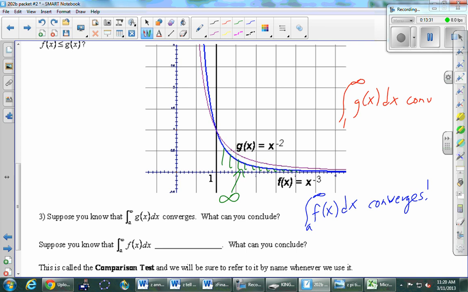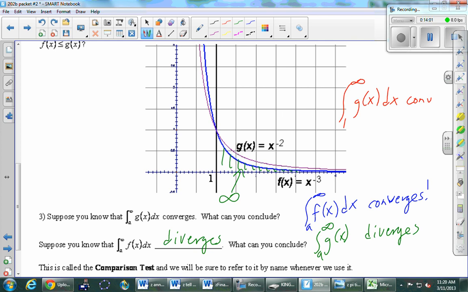So if the integral of f of x diverges, remember f is the one that's underneath, f is the lower one, then what can we conclude? We can conclude that g also diverges. This is page 17.